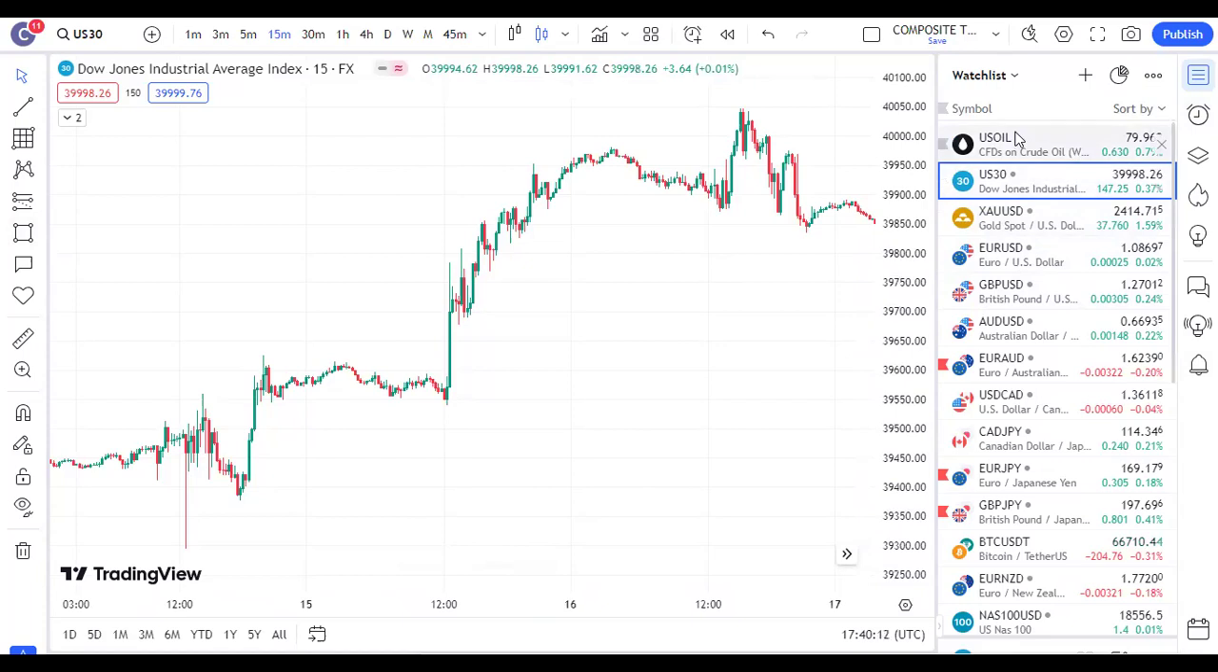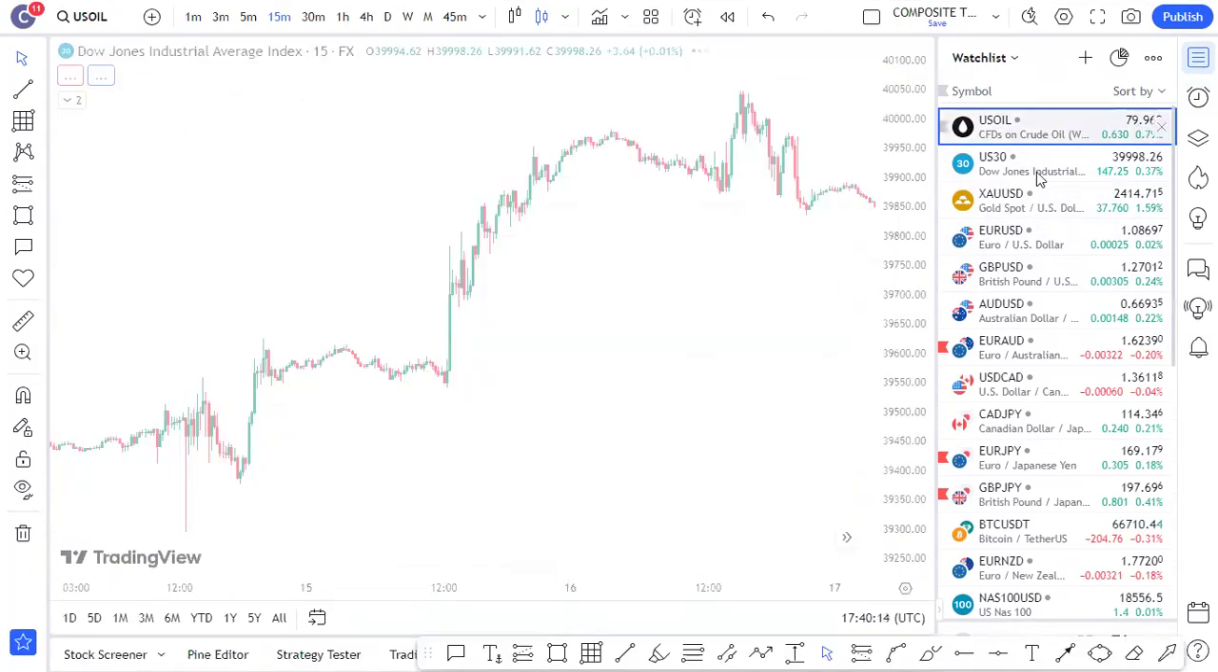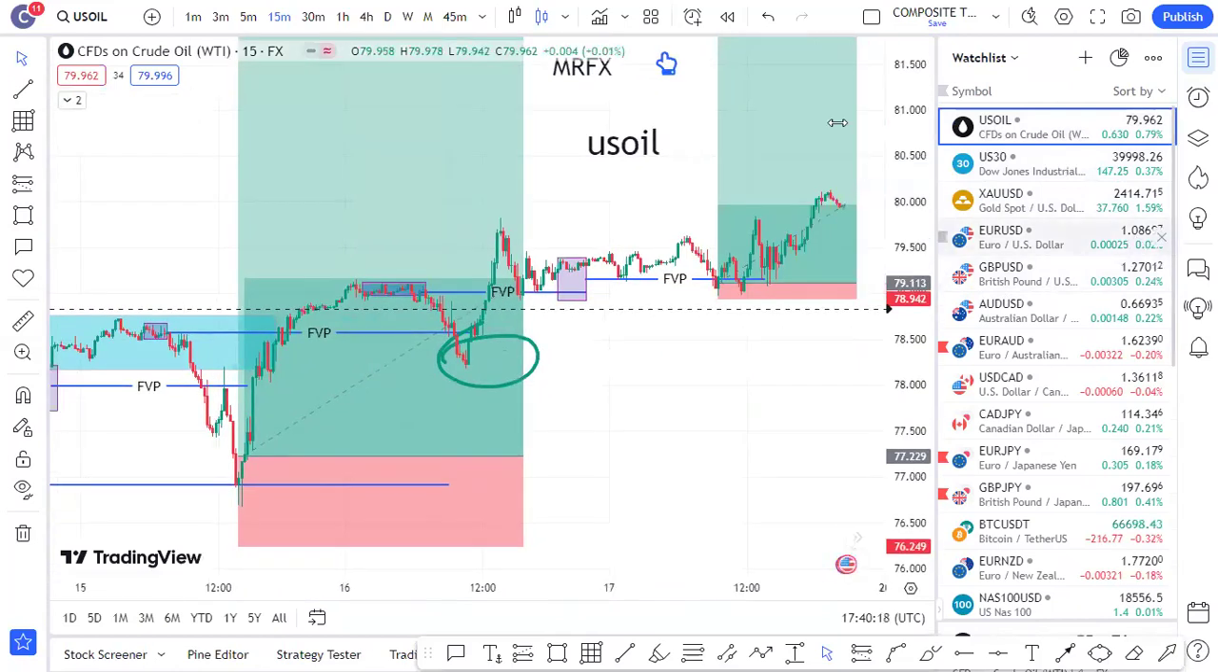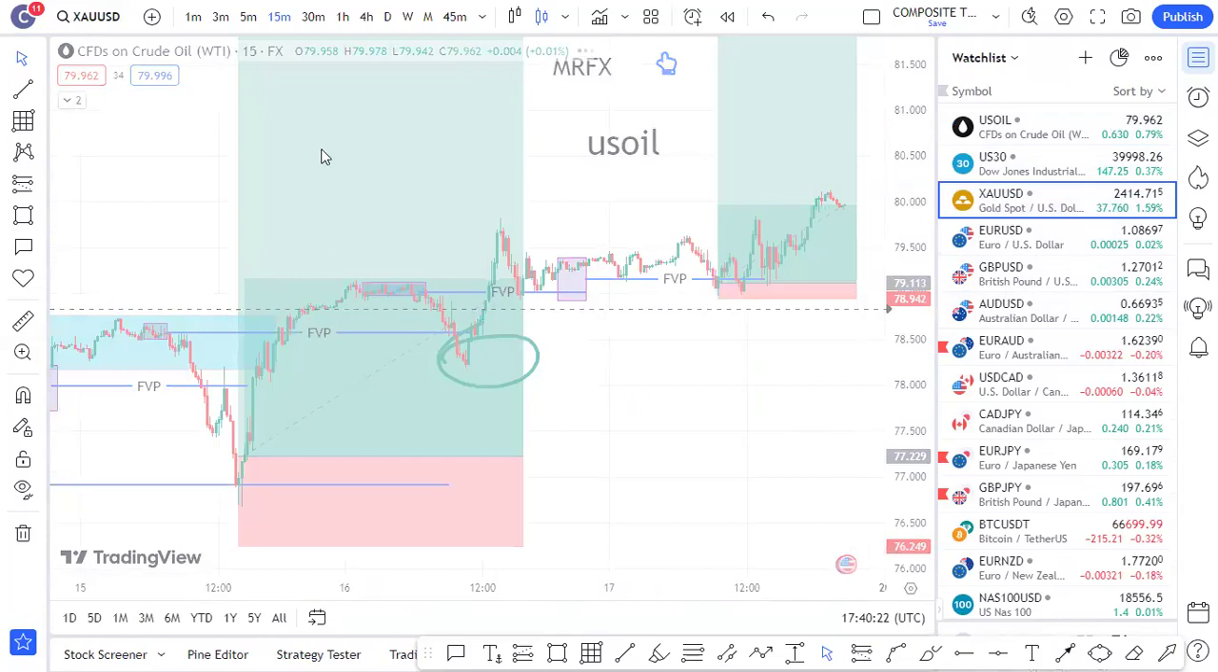So we're going to start with the oil. I know most people don't trade the oil, so I'm going to use the common pairs: Euro, gold. I'm going to start with gold.